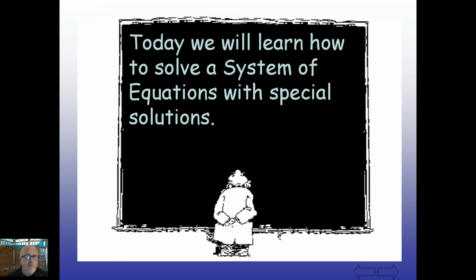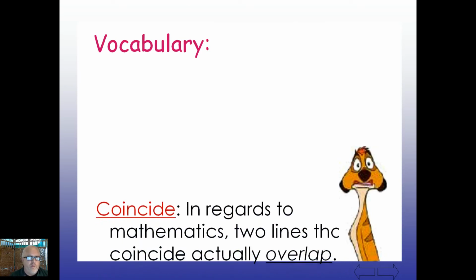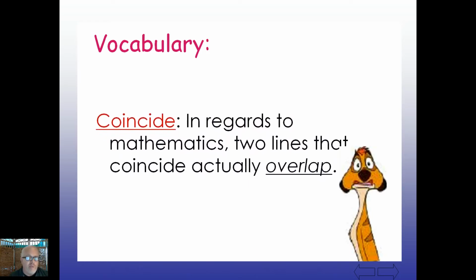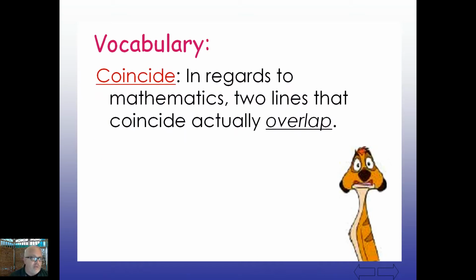All right, today we will learn how to solve a system of equations with special solutions. And what is that going to mean? So now here's some vocabulary for us. To coincide. In regards to mathematics, two lines that coincide actually overlap each other. So if two things coincide, we tend to think of time. Two things coincide, they overlap in time. In this case, in math, it's actually going to be a line or some kind of shading that overlaps.